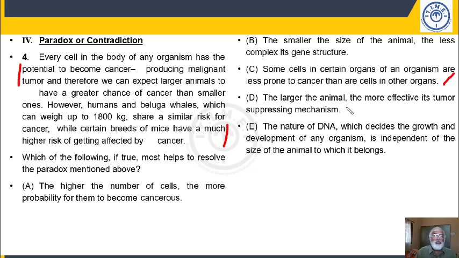The larger the animal, the more effective is its tumor suppressing mechanism, which means there must be something that negates the cancer process. We discussed that when we began, and here it is, right? E says the nature of DNA, which describes the growth and development of any organism, is independent of the size of the animal, which means if it's independent of the size, it will not explain why some small animals have much greater risk than some large animals. So, very clearly, if you tell me the larger animals actually don't have that much risk because they have a better suppressing mechanism, then that answers your question, right? So, D is the answer to this question.